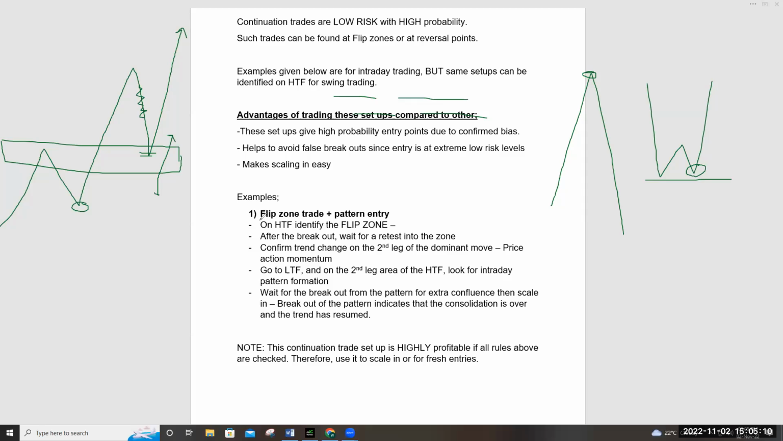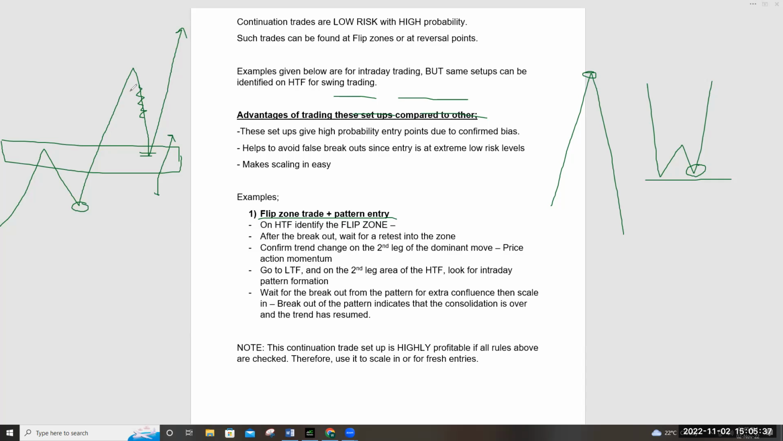One, we have the flip zone trade plus the pattern entry. This is one type of trade, the flip zone plus the pattern entry. These are the steps to follow when you're looking for such a trade. One, on higher time frame, identify the flip zone. So we've identified this flip zone on a higher time frame. Number two, after the breakout, wait for the retest into the zone.